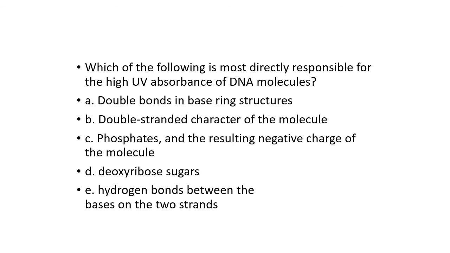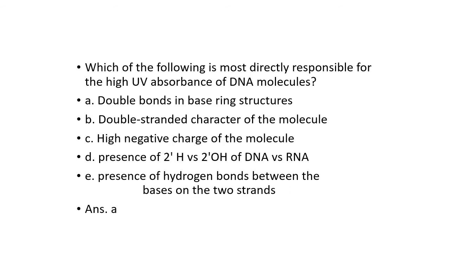Okay. Which of the following is most directly responsible for the high UV absorbance of DNA molecules? Double bonds in the base ring structures, double-stranded character of the molecule, phosphates and the resulting negative charge, the deoxyribose sugars, hydrogen bonds between the bases on both strands. Okay, so the answer is A, of course. It's the double bonds that are leading to the absorption of ultraviolet light.